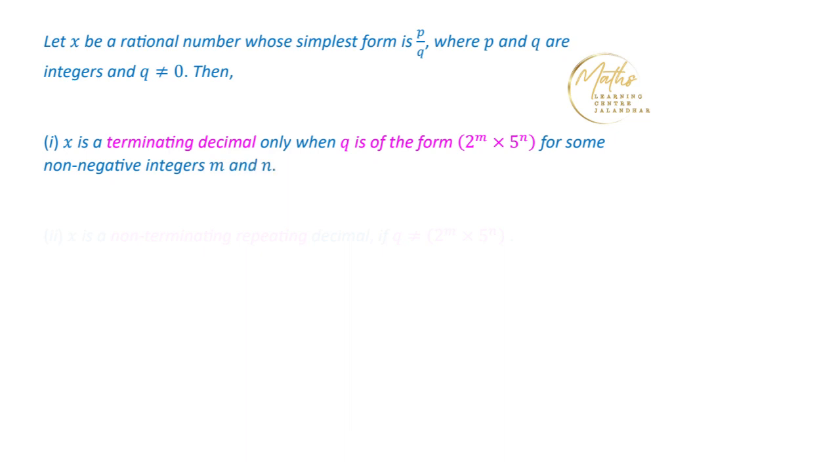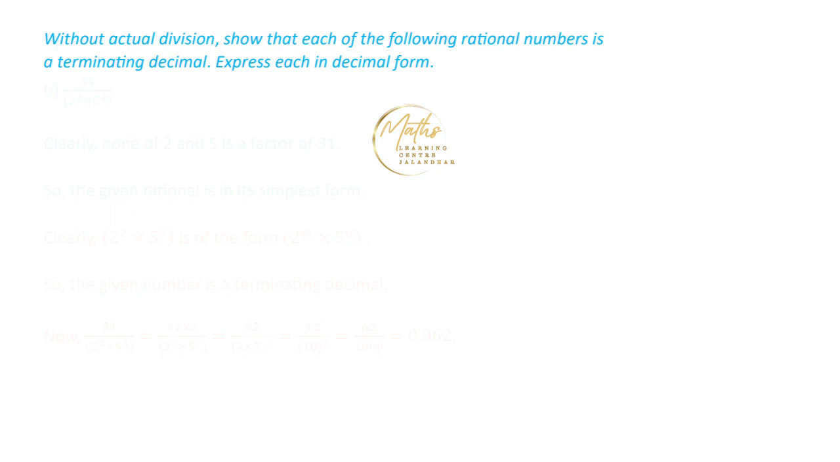And if the given number is not of the form 2 raised to the power m into 5 raised to the power n, it means it has some other prime factors except 2 and 5, then that number is a non-terminating and repeating decimal number. So we look at some examples.